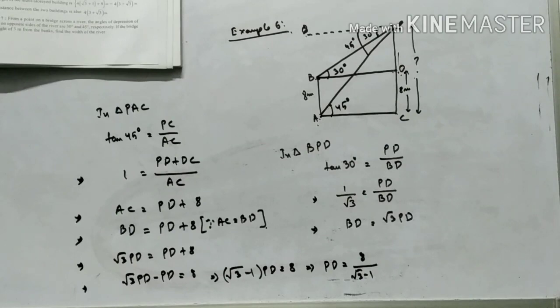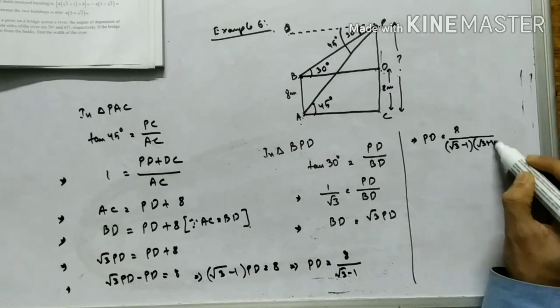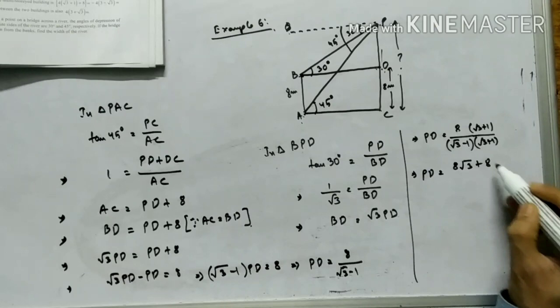So this one I will rationalize. Okay, let me write it in here. This value, you see, PD is equal to 8 by root 3 minus 1. I will rationalize it, multiplying by root 3 plus 1 over root 3 plus 1. So PD is equal to 8 root 3 plus 8 by root 3 the whole square minus 1 square.